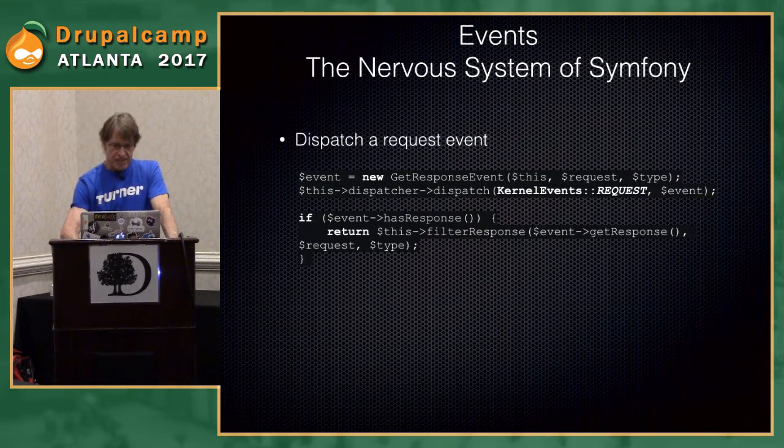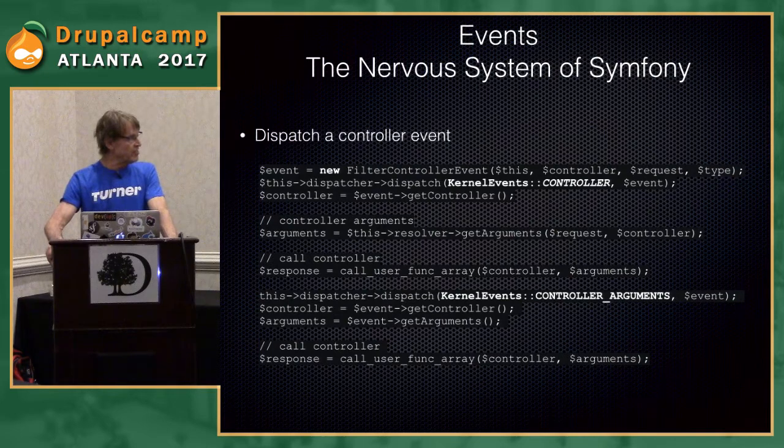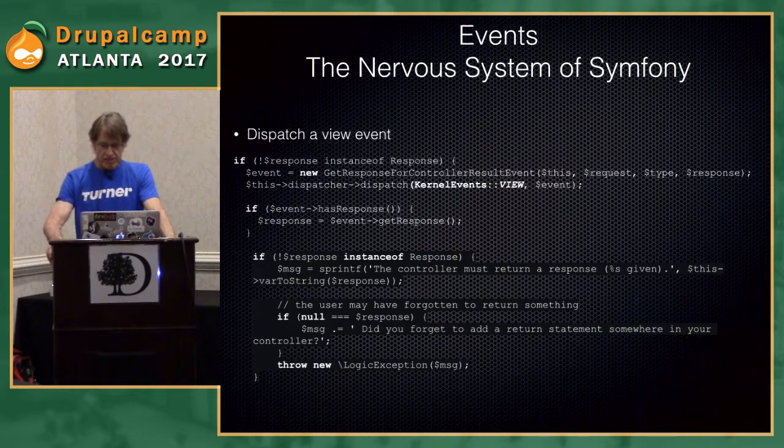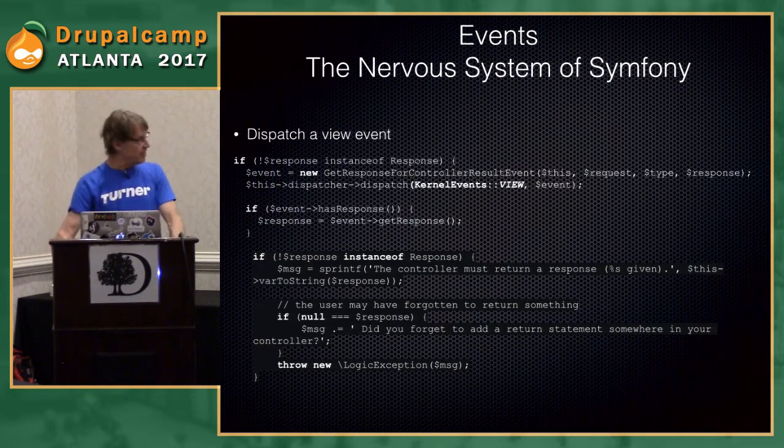If the request event doesn't get a response, it then dispatches the controller and controller argument events. It listens for a response for those. If it doesn't get a response from that, it then calls the view event. And if you don't get a valid response out of the view event, then you'll get one of a couple errors that either are or will become pretty familiar to you as you start developing controllers. But that's it for the under the hood stuff.